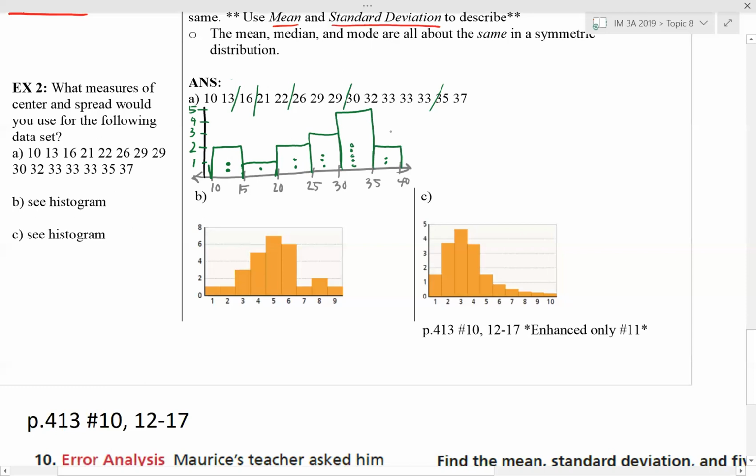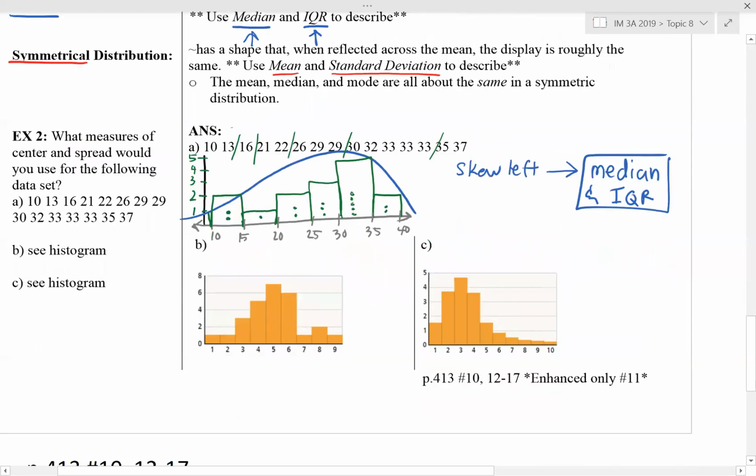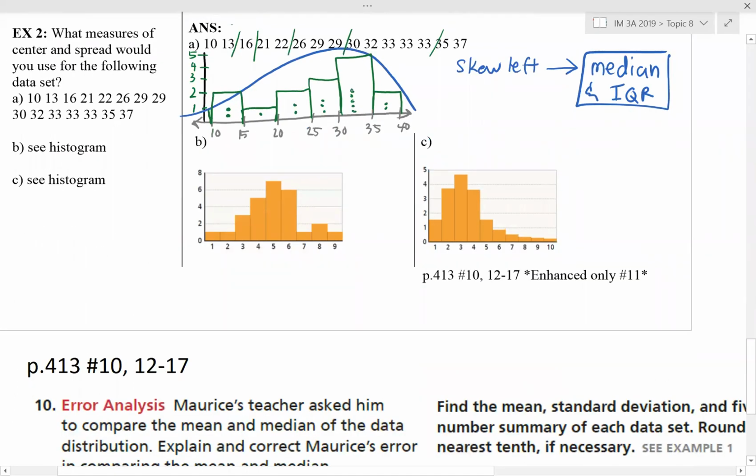So if I were to have to describe this data set as one distribution, I would say that this data set is probably skewed left, because that shape would kind of be the best shape to represent it. And so if it's skewed left, the best measure of center is median, and the best measure of spread is IQR. So to answer the question, my answer is median and interquartile range for example 2A.